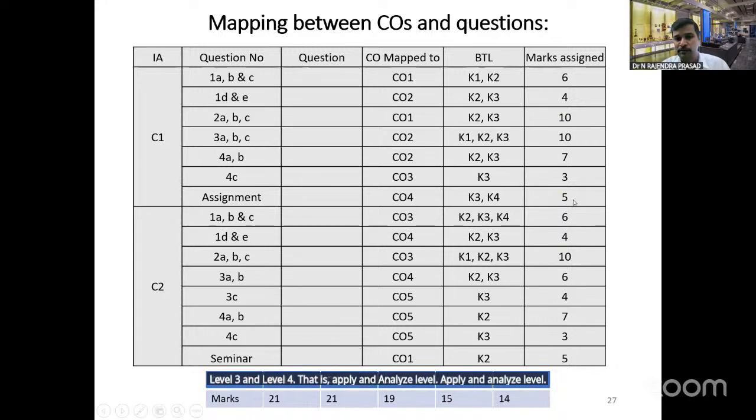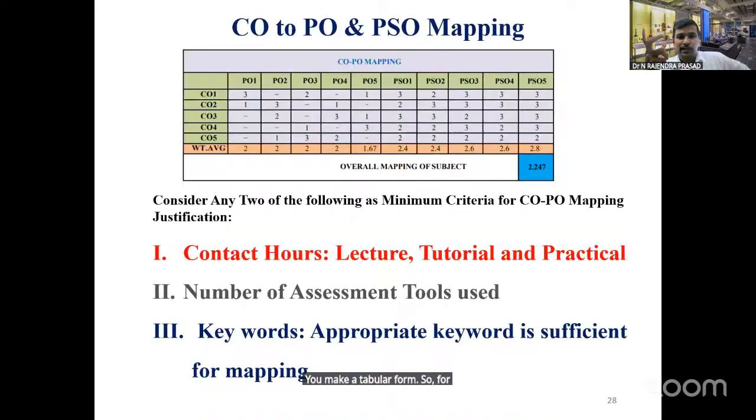Marks assigned were 5. Similarly, for the second test, questions 1A, B, C were related to CO3, taxonomy levels K2, K3, K4, total marks 6. Questions 1D, 1E, total marks 4, of levels K2, K3, were related to CO4. In total, the questions covering CO1 carried 21 marks, CO2 21 marks, CO3 19 marks, CO4 15 marks, CO5 14 marks. Make a tabular form, so that comparing the attainment results becomes very simple.